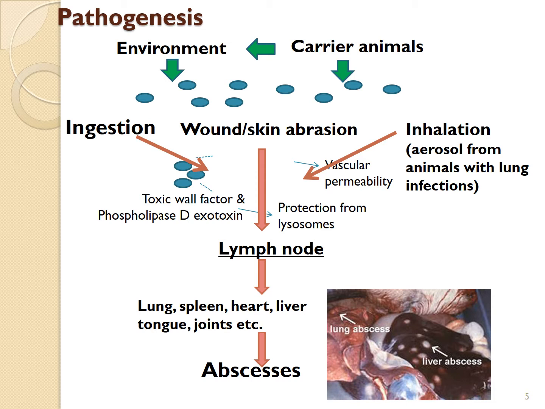At the point of entry, the bacteria are phagocytized by neutrophils or macrophages. The bacteria produce exotoxins that protect them against lysosomes in these cells and cause increased vascular permeability. From the initial infection site, the bacteria are moved to the local lymph nodes. From here, they can disseminate to any organ in the body, as well as the joints, and cause abscesses.